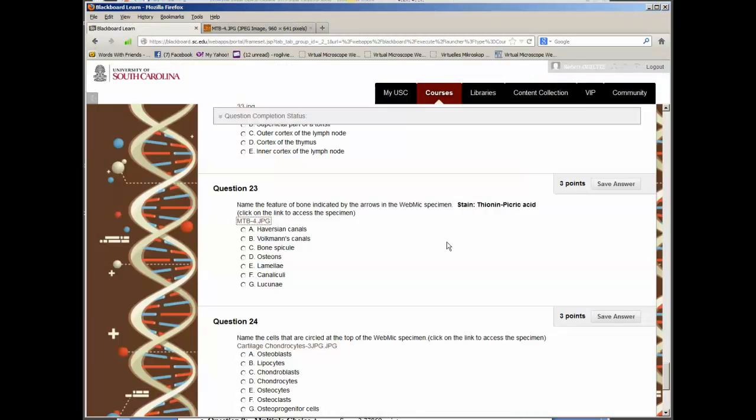Okay, the next question, 23. Name the feature of bone indicated by the arrows in the web-like specimen, and the stain is thionine and picric acid. And all your choices have to do with bone structure.